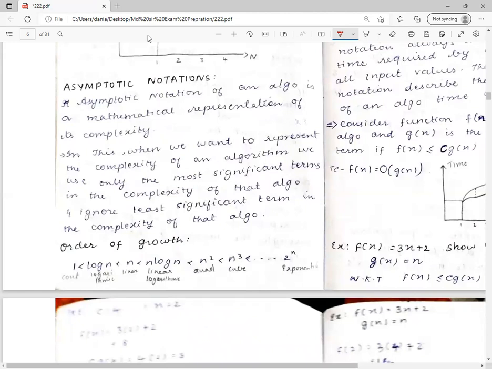When we want to represent the complexity of an algorithm, we use only the most significant terms in the complexity of that algorithm and ignore the least significant terms. Order of growth: 1 is less than log n is less than n is less than n log n is less than n square is less than n cube, and so on till 2 power n.